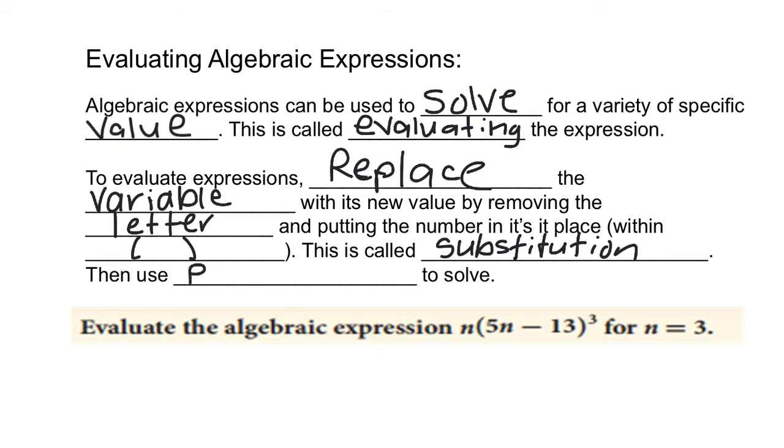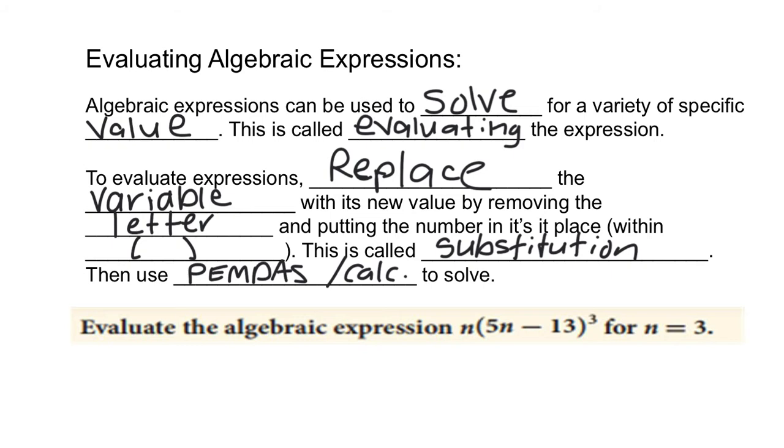Then you can either use PEMDAS, or you can just use your calculator, which is what I'll recommend, because we're really, especially on our state test, going to be pressed for time. And so calculator will be your best option there. Just use your calculator to solve it.